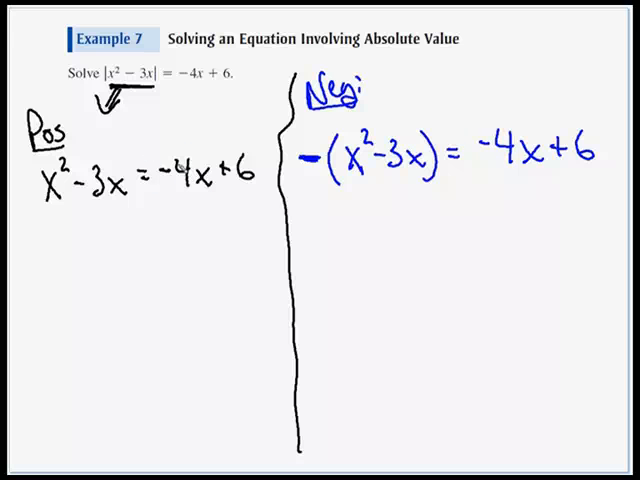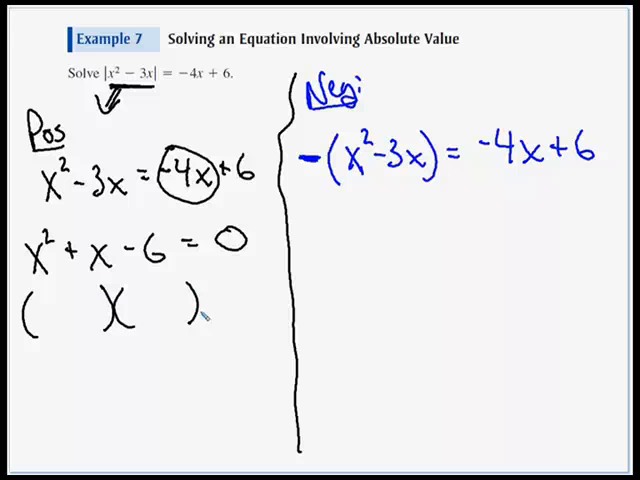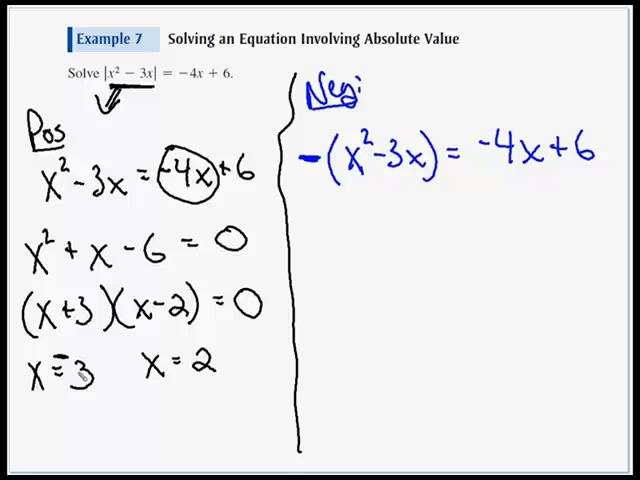So here, let's get everything on one side. We're going to add 4x to each side. So we're going to have x squared minus 3x plus 4x is plus 1x, and then we'll subtract 6 from each side, and now it's equal to 0. And then we can set each of these factors equal to 0, and our factors of negative 6 that add up to 1 are x plus 3 and x minus 2. So our first term is zeroed out at x equals negative 3, and our second term is zeroed out at x equals 2. This would be negative 3, and that would be a positive 2. So there's our two solutions for the positive scenario.